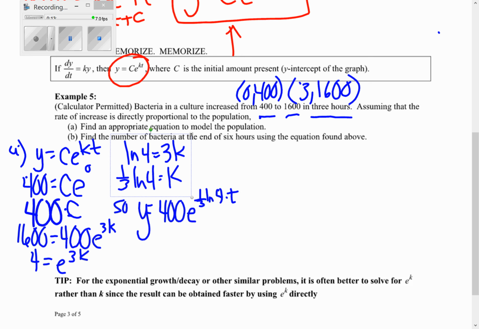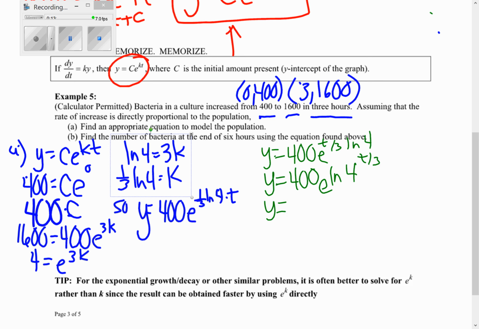All right, but I'm going to change colors here and write a little bit smaller because I want to show you something neat. Y equals 400. I could write it as t over 3 times the ln of 4. Remember, whatever's being multiplied, I could bring it to the exponent. So I get 400 e to the ln of 4 to the t over 3 power. If I do that, my e and my ln could cross out. So I get 400 times 4 to the t over 3, which is possibly what you could do from pre-calc.